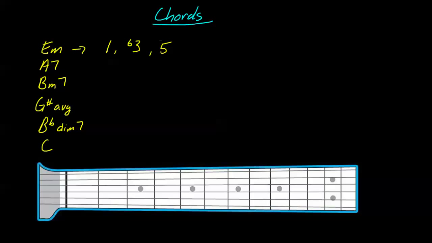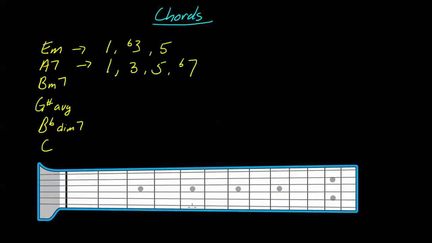Let's go to the next one, which is an A7. Now, A7 chords include 1, 3, 5, flat 7 notes. So I'm going to go find an A. It's the location.